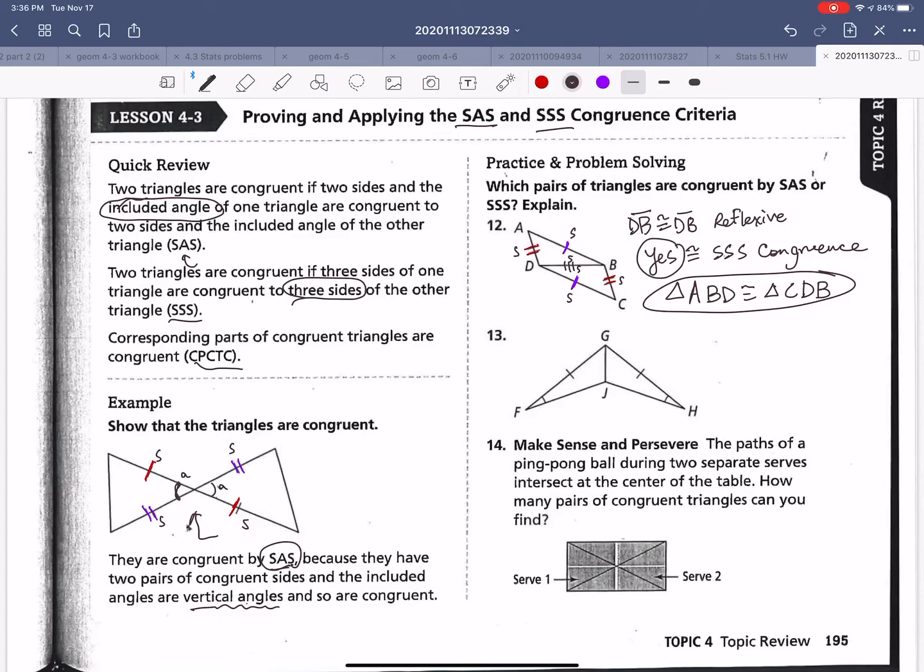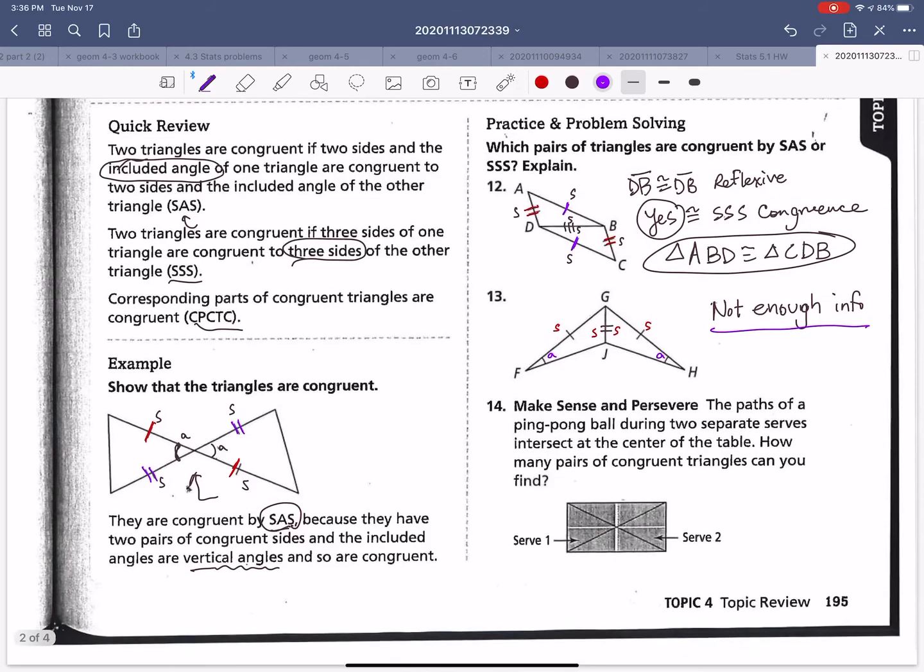All right, now what about this one? So it looks like this is what ASS spells. So I have to say not enough information. Right? Because I have a side and a side, a side and a side, and this angle is not included. So that won't work. That's not enough info.